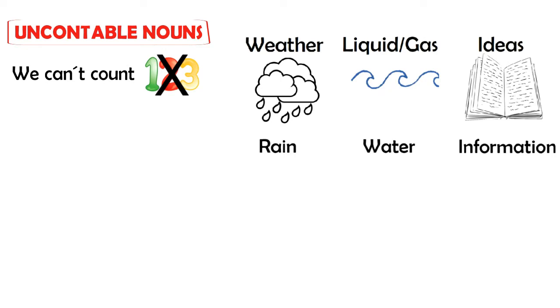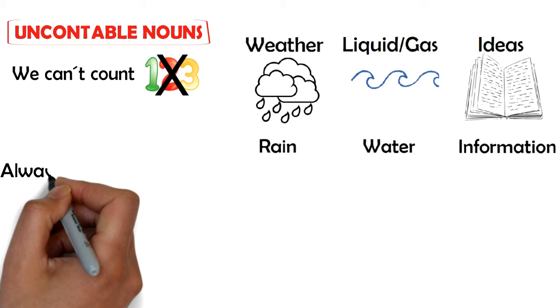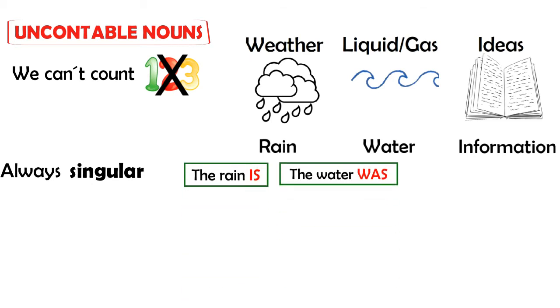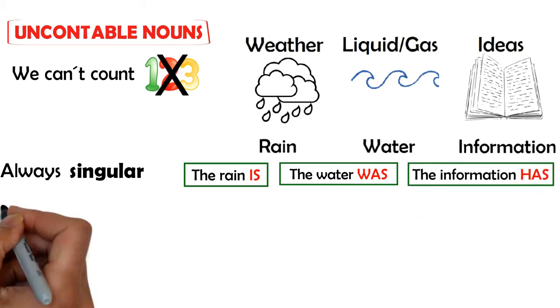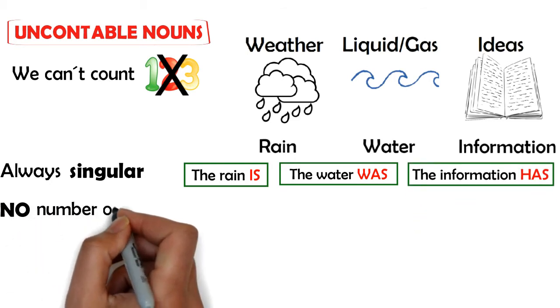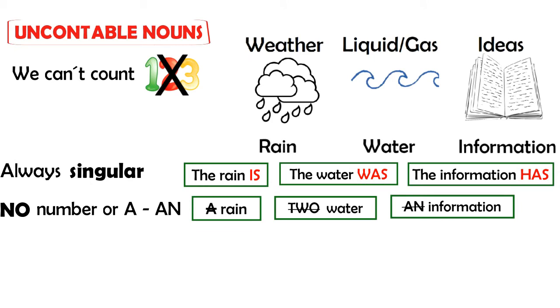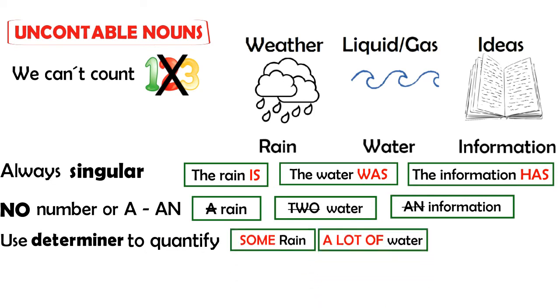Another thing we should know about uncountable nouns is that they are always singular and use the singular verb. The rain is, the water was, the information has. Also, they cannot be numbered. You cannot say a rain, two waters, or an information. Also, we can use a determiner to quantify them. We can say some rain, a lot of water, little information.